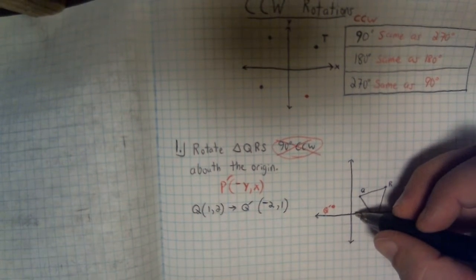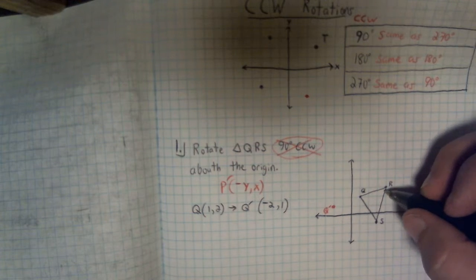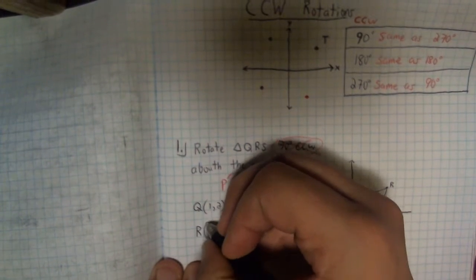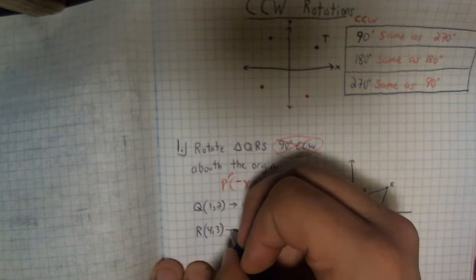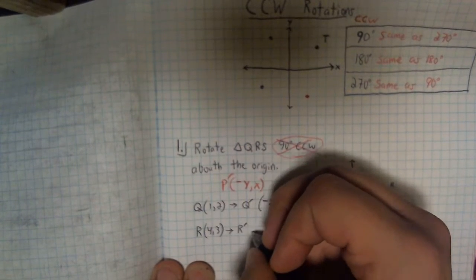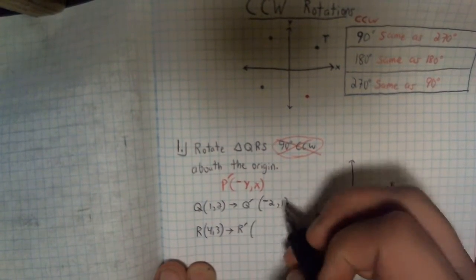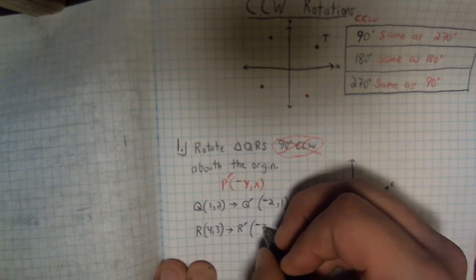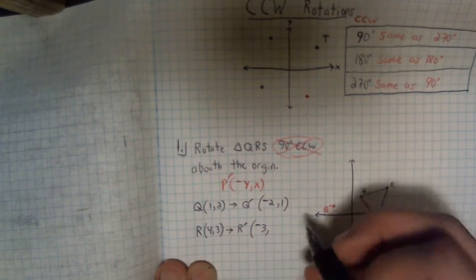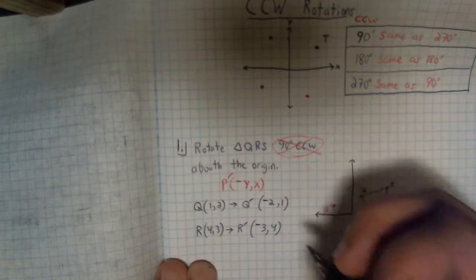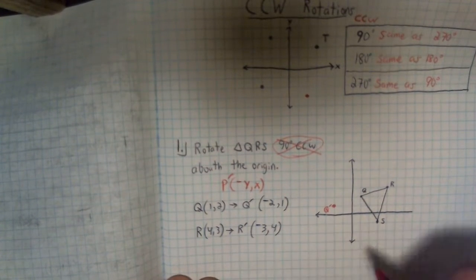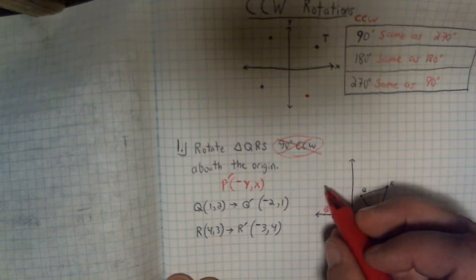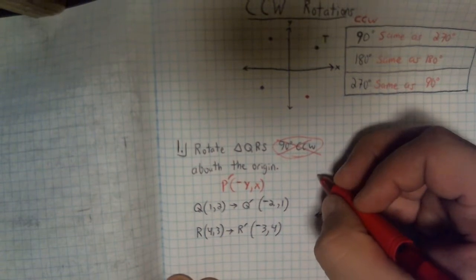R. R is at 4, 3. That means R prime, we want to switch and make the y negative with the opposite sign, and 4 becomes my y coordinate. So R prime is at negative 3, 4. Negative 3, 4.